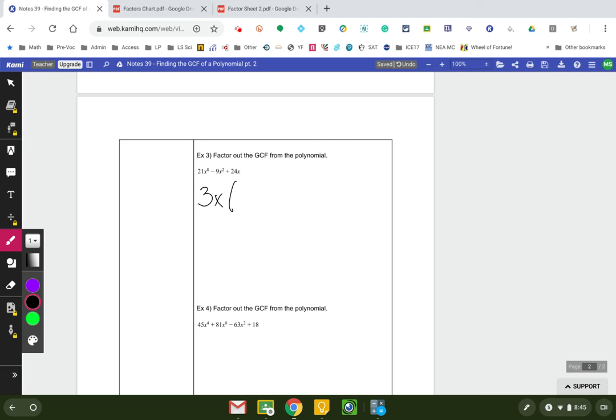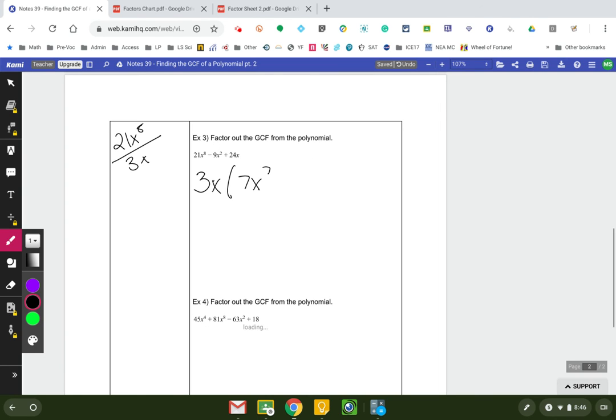21x to the 8th divided by 3x is going to be 7x to the 7th. All right, and now, don't lose this, I have a negative here. So I have -9x squared divided by 3x, which is going to be -3x. And then finally I have plus 8, because x divided by x, those cancel out. All right, and then I'm left with that.